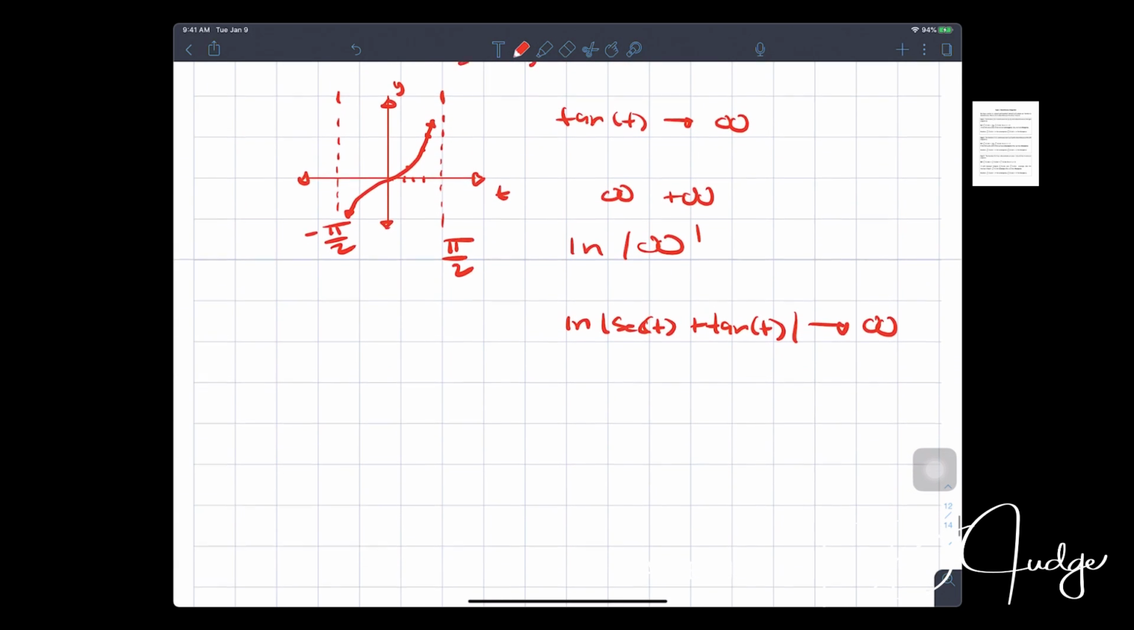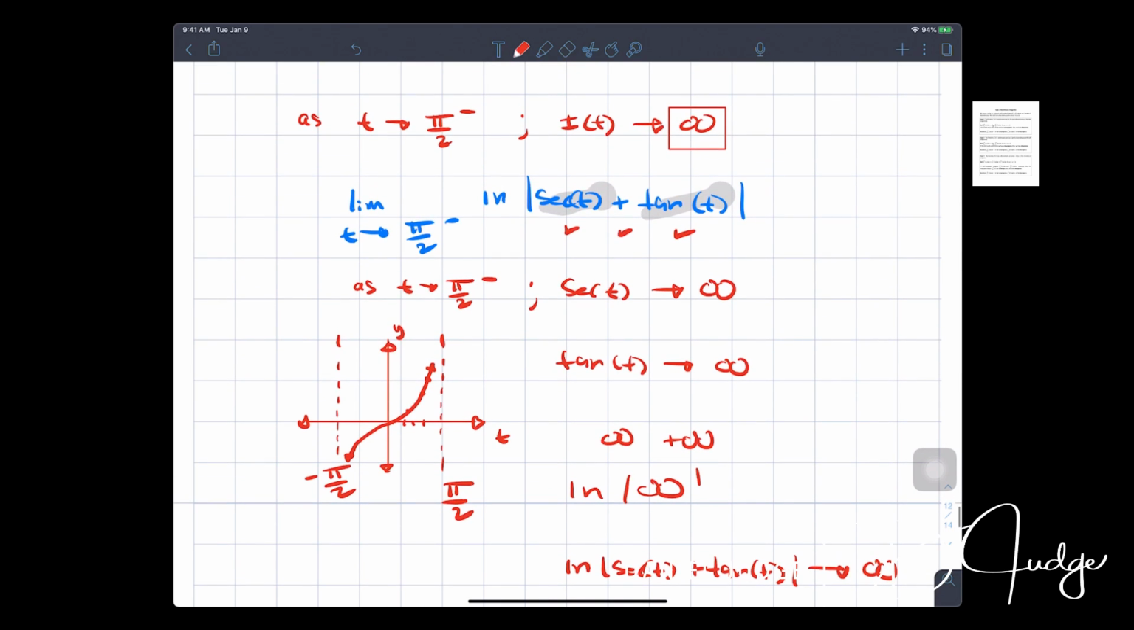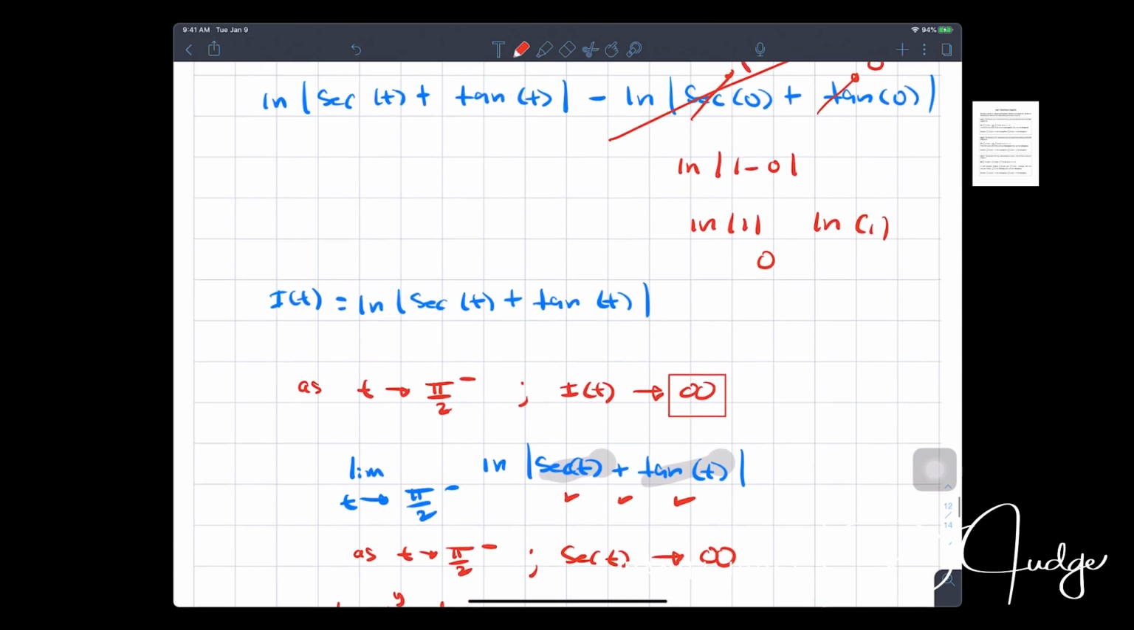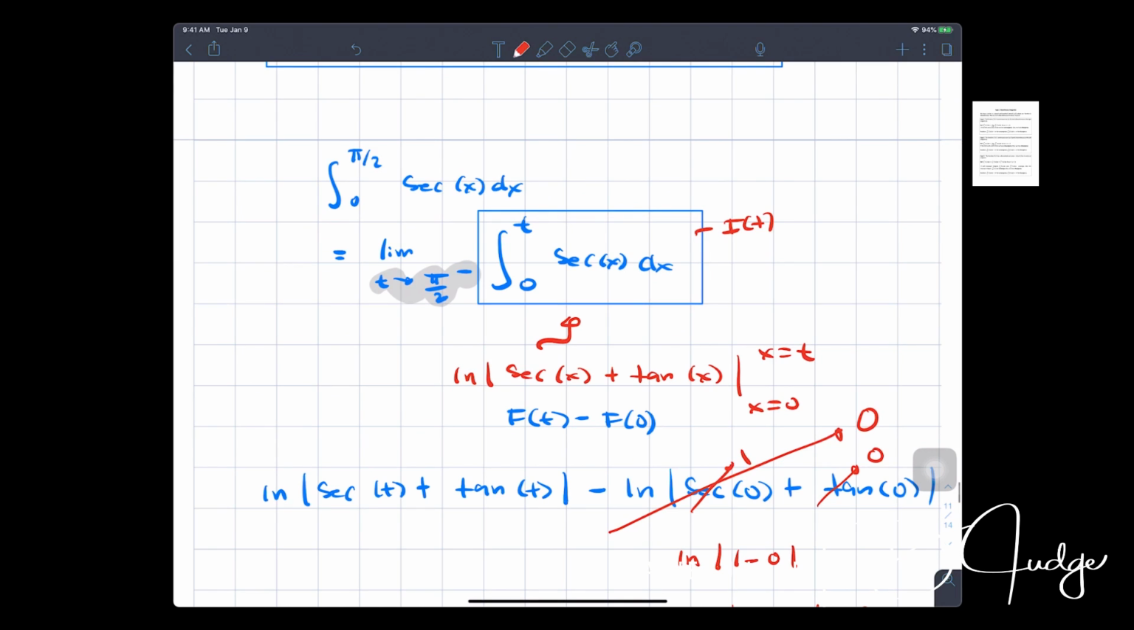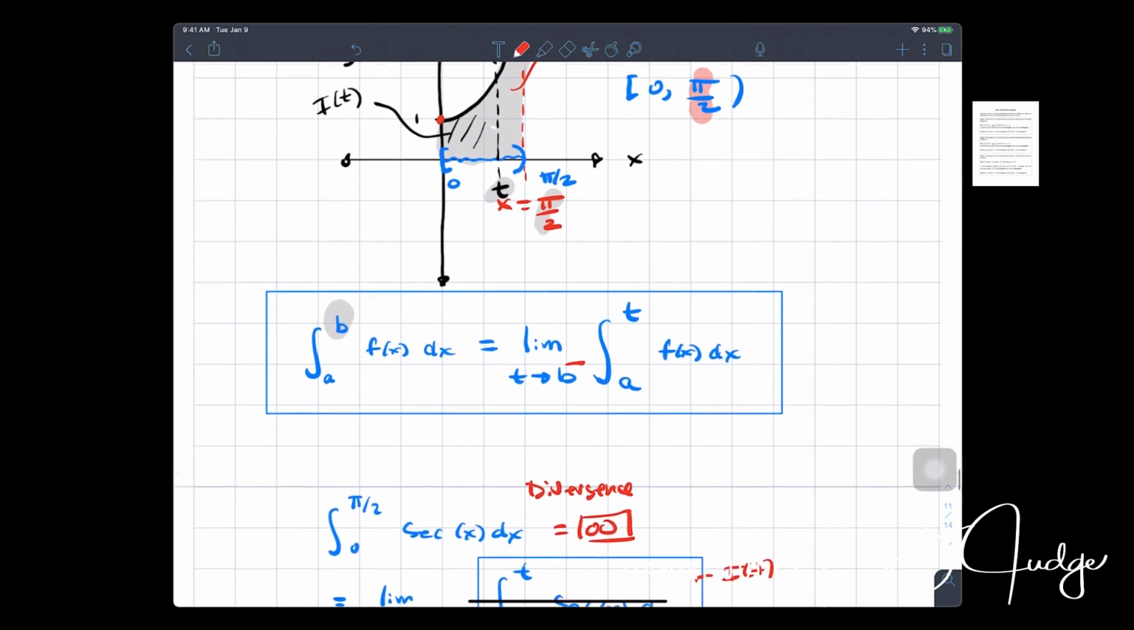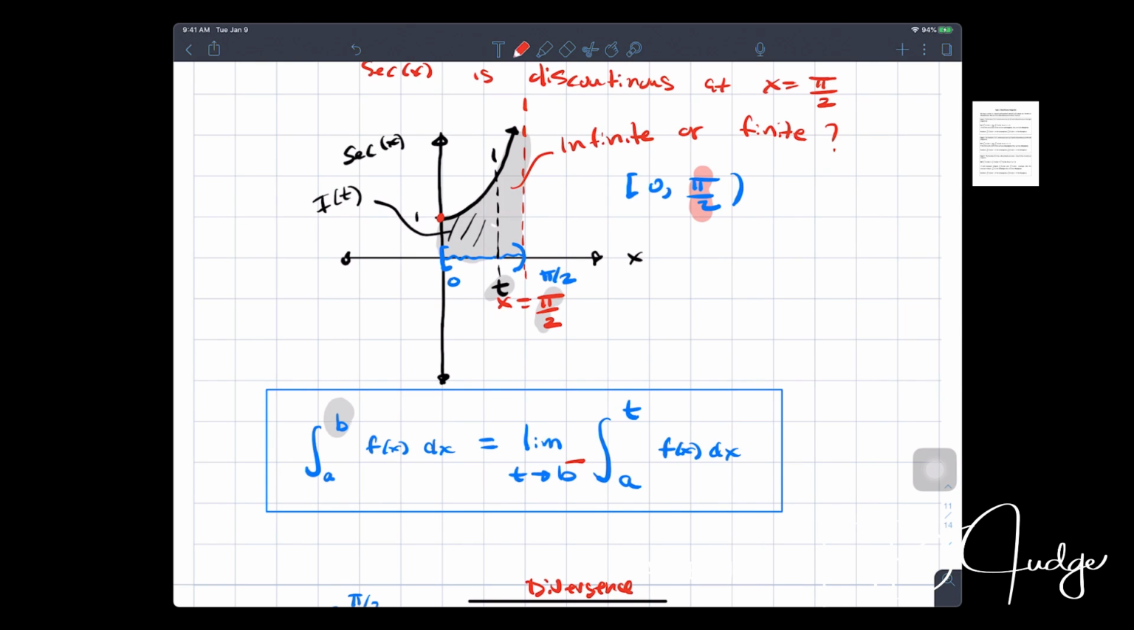So since the component function secant plus tangent goes to infinity, the natural log also goes to infinity because that curve is increasing. I'm not going to draw that natural log curve. You guys have seen it a lot of times here already. The point is you have divergence here. So this here equals infinity. We have divergence. And what that means here is that this area is actually infinite.